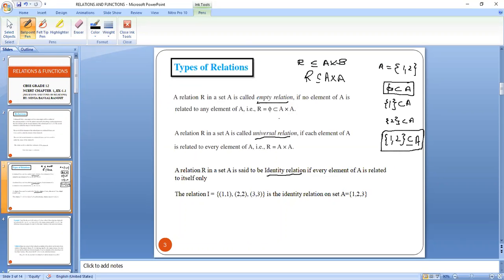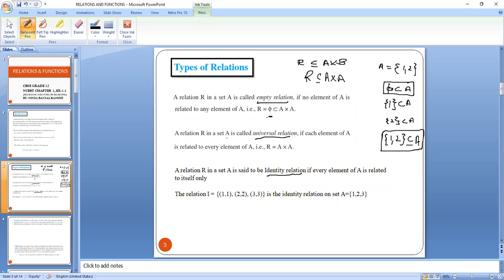Same way we are having in relations. If we are having a relation in which no element is present, we are having R is equal to phi, then phi will be a subset of A cross A, because phi is a subset of all sets. So if our relation R is such that R is equal to phi, then phi will be a subset of A cross A, and it is called empty relation. A relation R in a set A is called empty relation if no element of A is related to any element of A, that is R is equal to phi. We will discuss with example also later on.